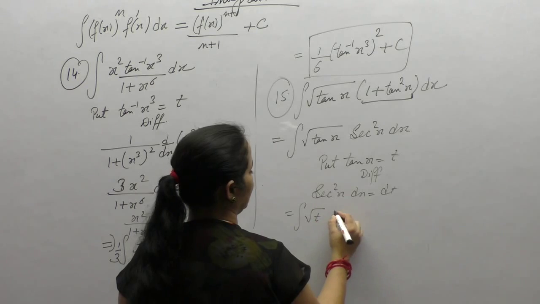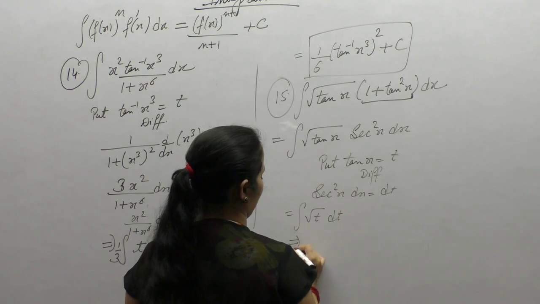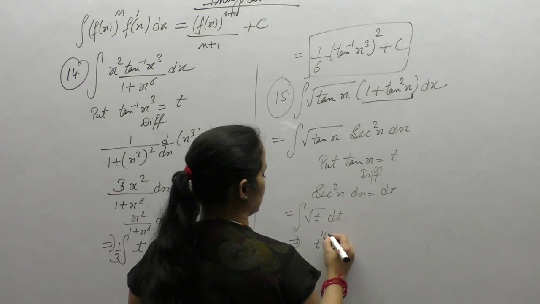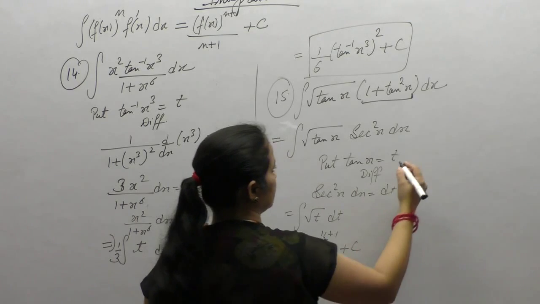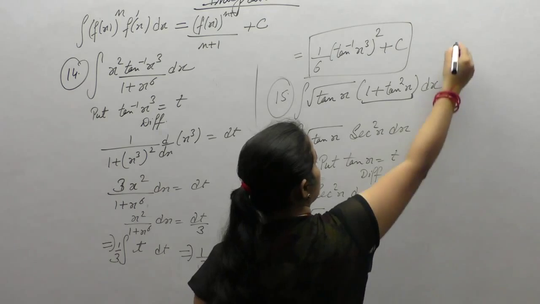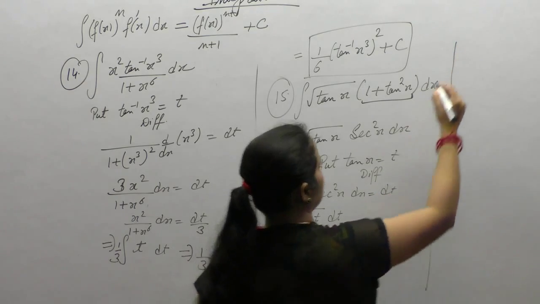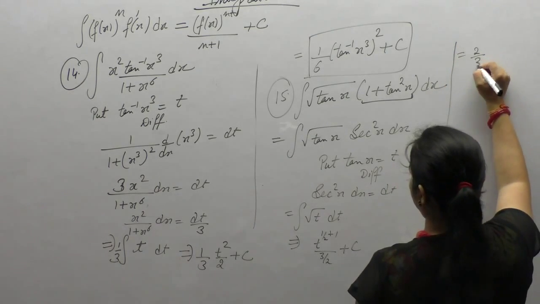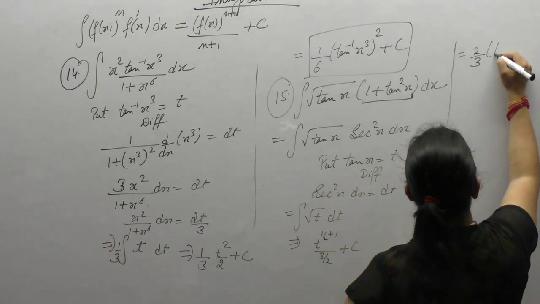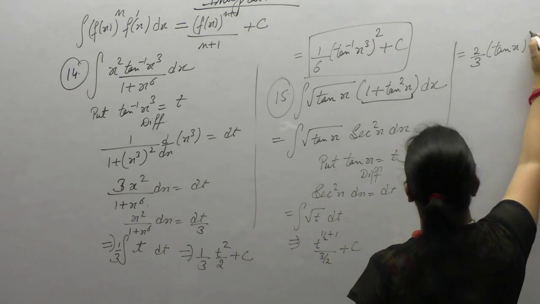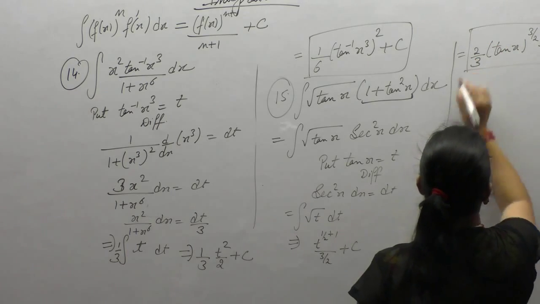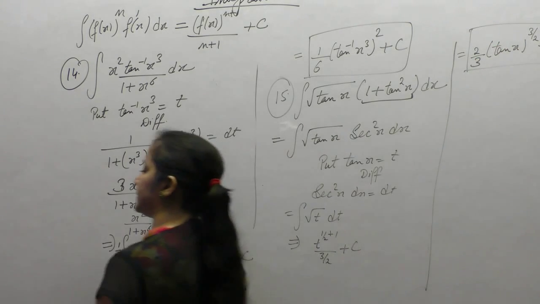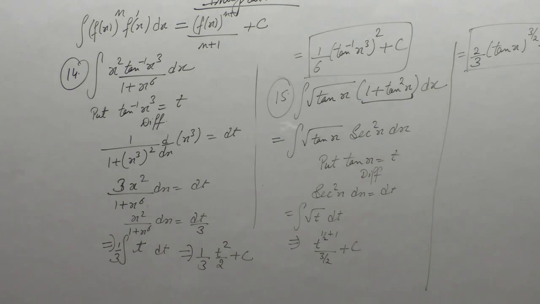Square root of t dt, that is t power 1 by 2. Adding 1 to 1 by 2 gives 3 by 2, plus c. Two by 3, and t is tan x, so tan x power 3 by 2 plus c. The answer is 2 by 3 tan x power 3 by 2 plus c.